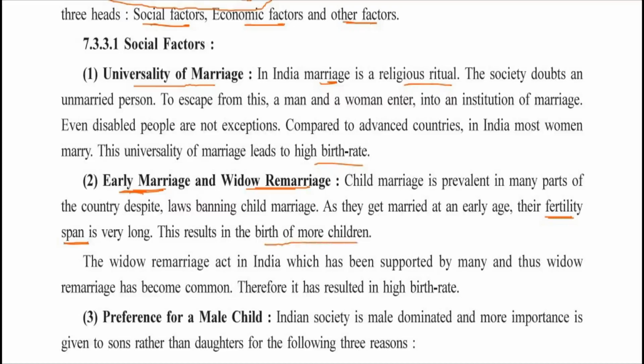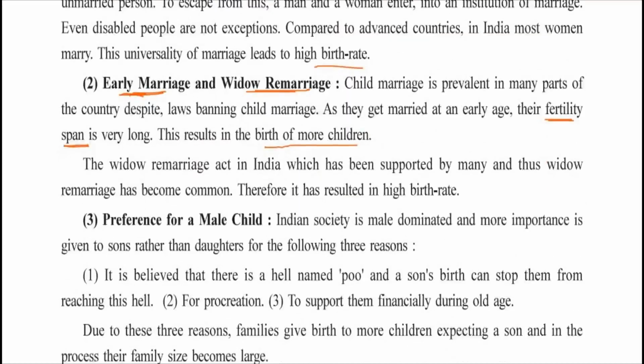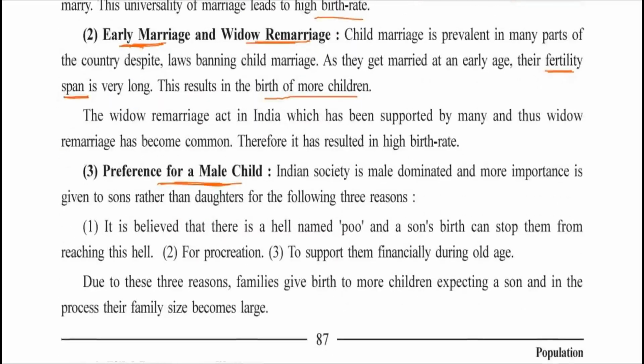Niger has the highest birth rate, because per woman there will be around 6 to 7 children. Imagine one woman on average will have 6 to 7 children in her lifespan. The widow remarriage act also, to some small extent, may result in a higher birth rate, but that is not actually a very big reason. Then there is a preference for a male child. In India, I don't know why people are mad about that. Ladka chahiye. Why? Because again, so many social reasons.